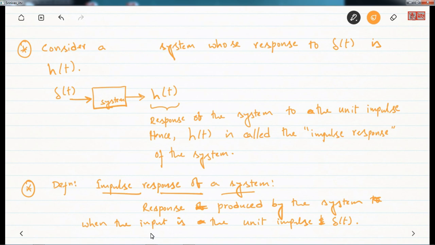Now, so okay, hope you have noted down. Now I have a system whose output is h of t when delta of t is given, and what happens if I give delta of t minus tau?